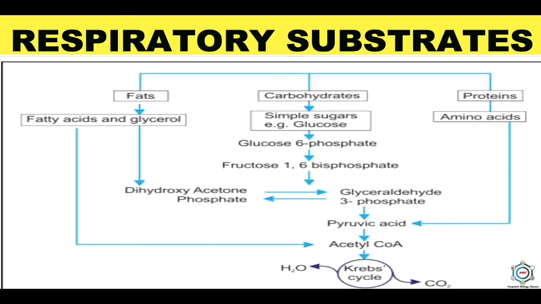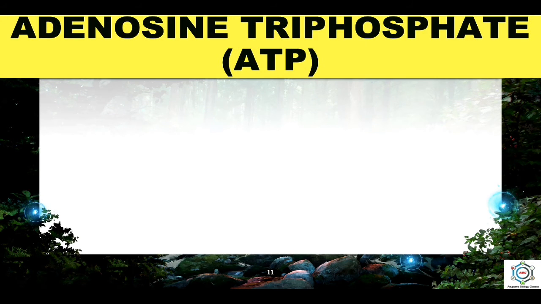So here you can see the main respiratory substrates are the carbohydrates, in which the simple sugar is glucose; fats, here fatty acid and glycerol; and in the case of protein, which is broken down to amino acids. So these are all about the respiratory substrates. After this, what is ATP? That is adenosine triphosphate. You know that ATP is known as the energy currency of the cell.